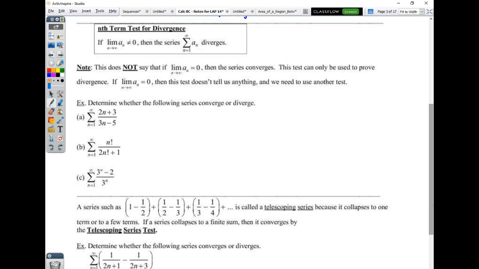Let's make sense of that real quick. How does that work? What that says.